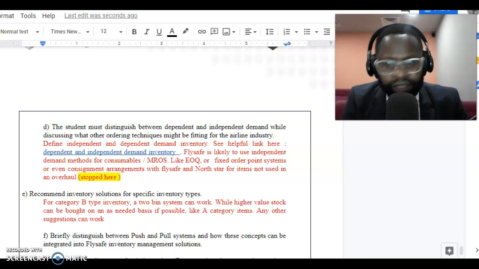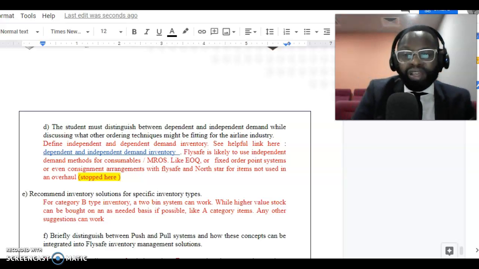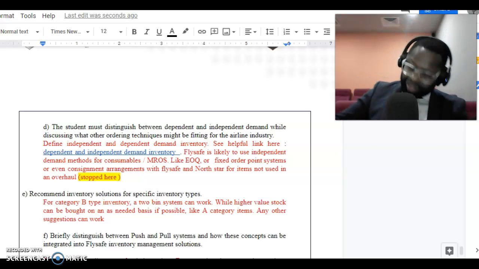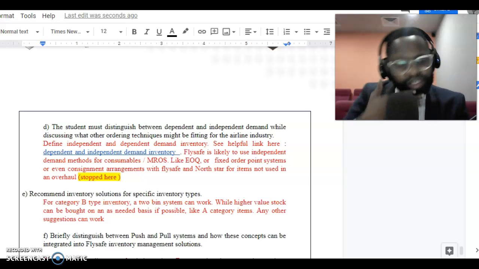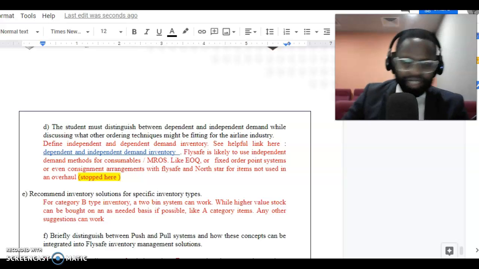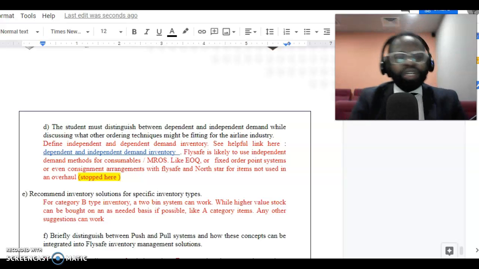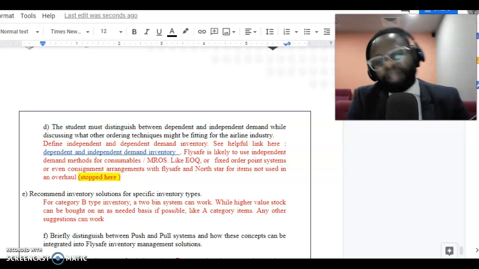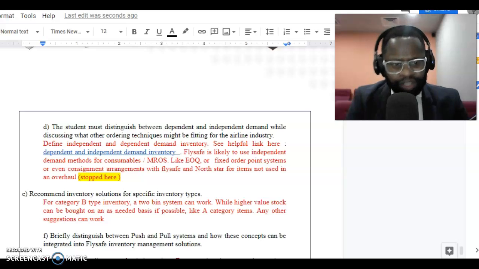You're absolutely right. And FlySafe is not a manufacturer in the main, except to say that their subsidiary company, Food for the Skies, they do produce, they do catering, right? But in the main, FlySafe is not about producing things, right? And you're right, they more have finished goods. So they will use independent demand techniques like the EOQ and the min-max order system and so on.